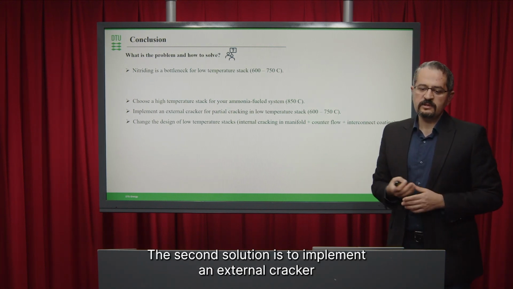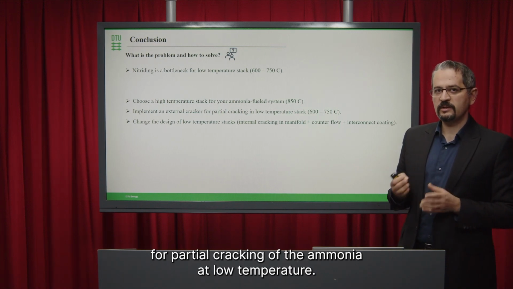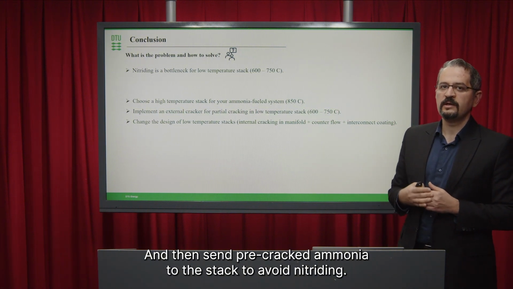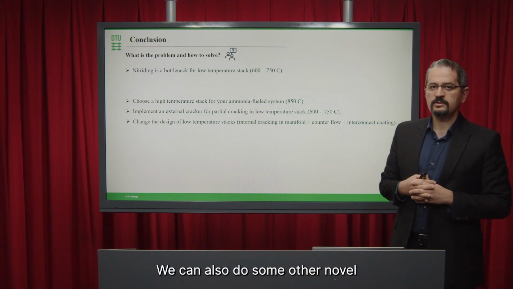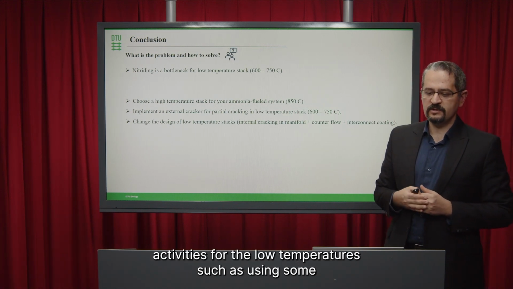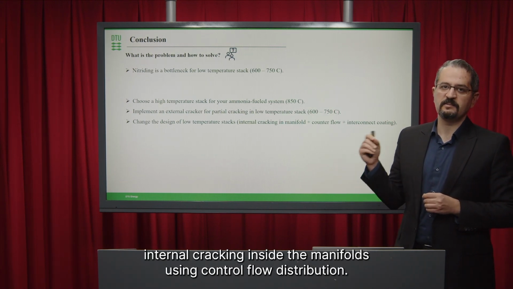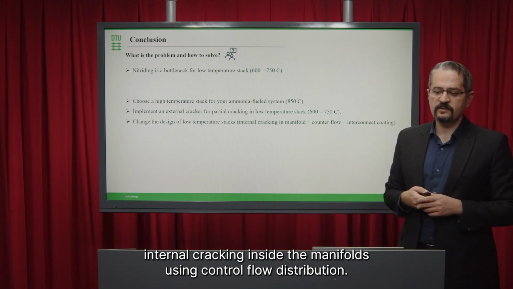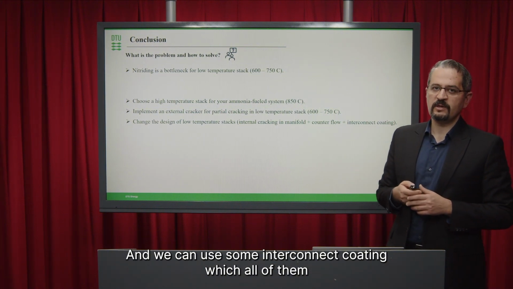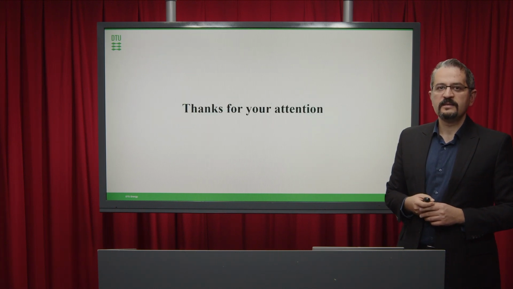The second solution is to implement an external cracker for partial cracking of the ammonia at low temperature and then send the pre-cracked ammonia to the stack to avoid nitriding. We can also do some other novel activities for the low temperatures, such as using some internal cracking inside the manifolds, using counterflow distribution, and we can use some interconnect coating, all of which are research questions and under development. Thanks for your attention.